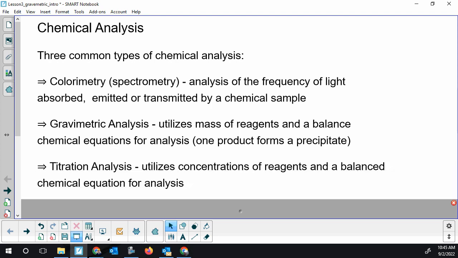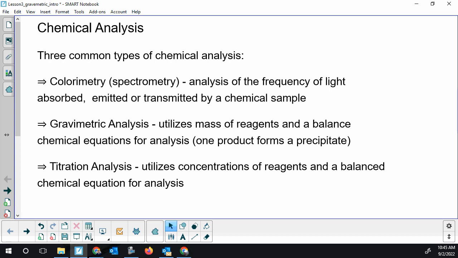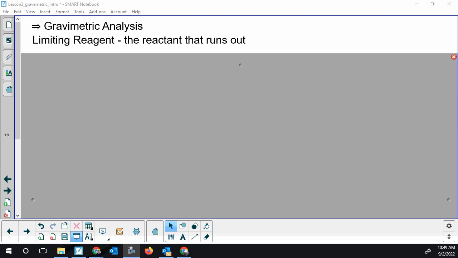The last big topic in terms of chemical analysis is with solutions. When we do analysis with just solutions, particularly acids and bases, that's referred to as titration analysis. We're first going to recap some terms that are always true regardless of the type of chemical analysis, and then we'll specifically just talk about gravimetric for the rest of this lesson.